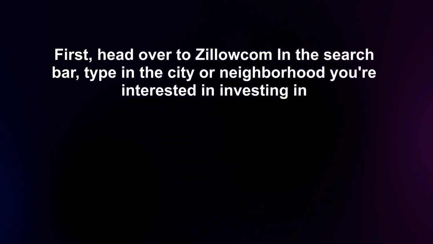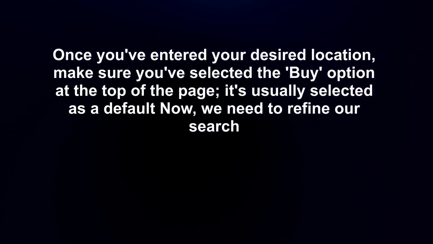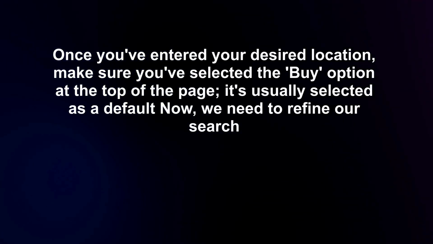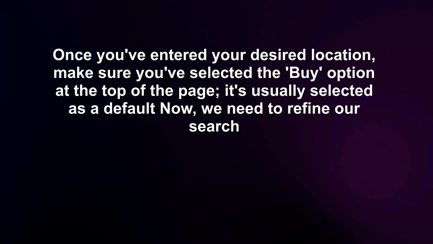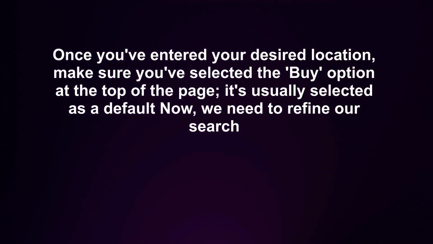In the search bar, type in the city or neighborhood you're interested in investing in. Once you've entered your desired location, make sure you've selected the buy option at the top of the page. It's usually selected as a default. Now, we need to refine our search.